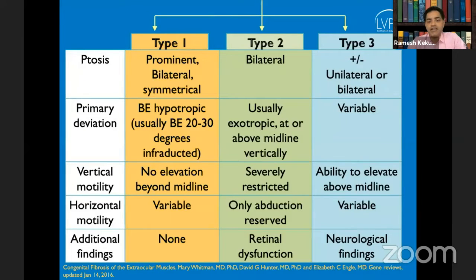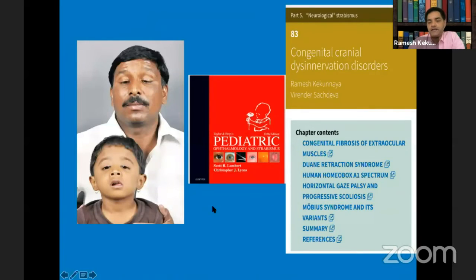This is the kind of findings you will see. In the type 1, mostly the eyes will be hypotropic. In the type 2, it could be mainly exotropic. It does not mean that there is no overlap. Only thing we need to remember is additional finding of retinal dysfunction in type 2 and possible neurological findings in type 3. We have written the whole chapter on this cranial degeneration in Hoyt textbook, Taylor and Hoyt.